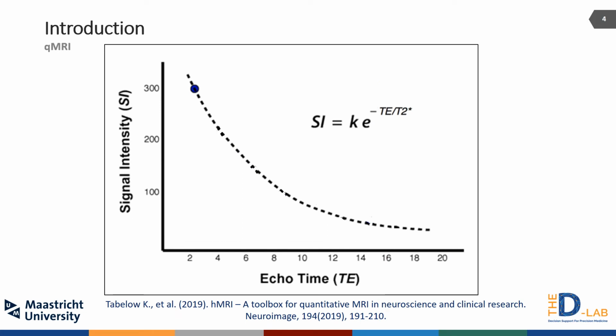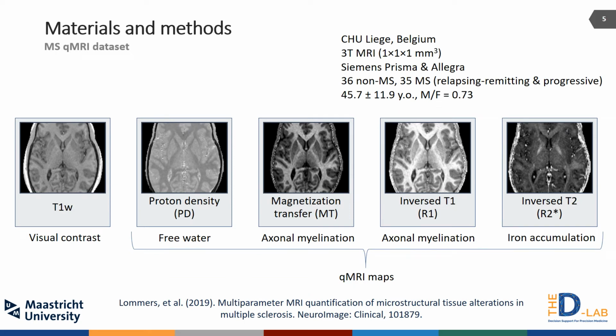While dealing with clinical MRI, we're dealing with a signal measured in some time point and producing just a visual contrast. But if we would measure a signal in multiple time points, we would be able to estimate physical properties of the tissues producing this signal. Therefore, we would be able to produce quantitative maps of these tissues. In the present study, we've been working with a dataset from Liège containing both MRI and quantitative MRI of multiple sclerosis and non-multiple sclerosis brain.